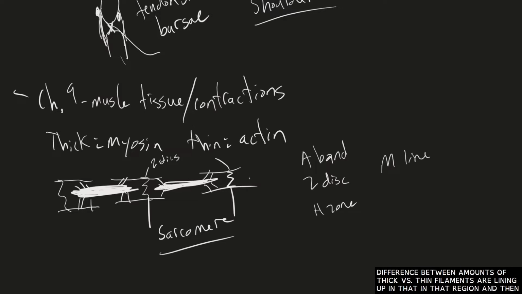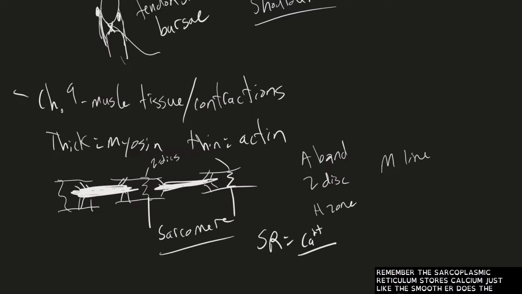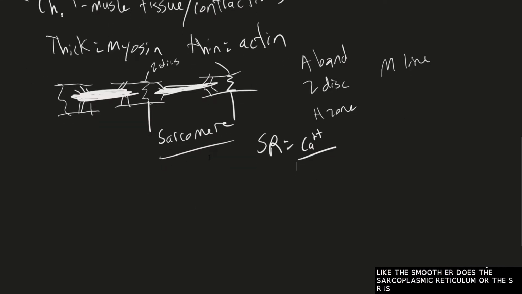And then for the different words we use when talking about a muscle cell, remember muscle cells have a unique shape. Instead of the cell membrane, it's called the sarcolemma. Instead of the smooth endoplasmic reticulum, it's called the sarcoplasmic reticulum. And remember, the sarcoplasmic reticulum stores calcium. Just like the smooth ER does, the sarcoplasmic reticulum, or the SR, is responsible for calcium storage, which is essential for muscle contraction. And then there's the sarcoplasm. Did I say that's the cytoplasm? I don't remember if I said that.